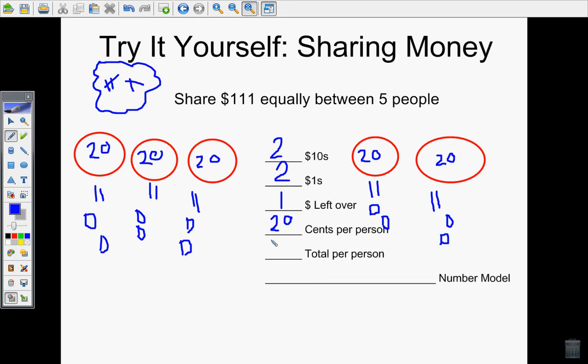Altogether, you should have found out that each person got $22.20. Lots of 2's in that number. And then for your number model, you should have said we started with $111. We divided it by 5 people. And in the end, you ended up with $22.20. Is that the amount that you got?